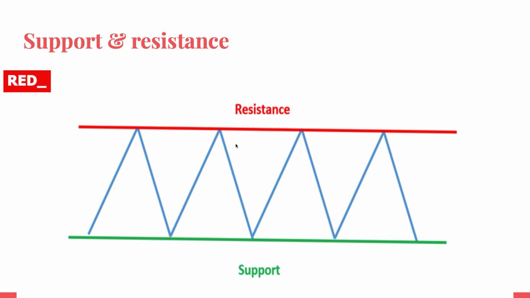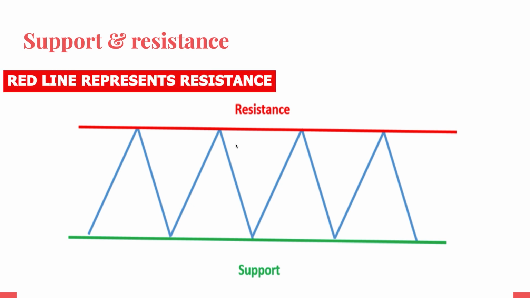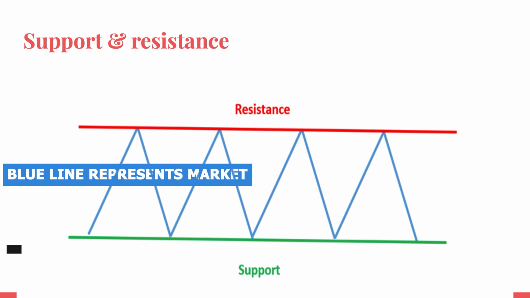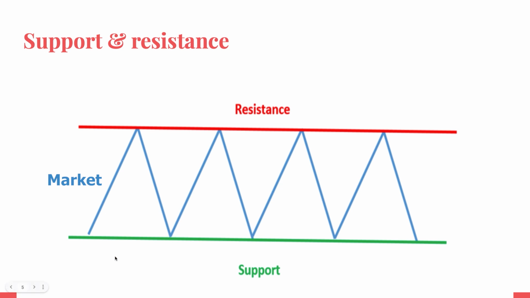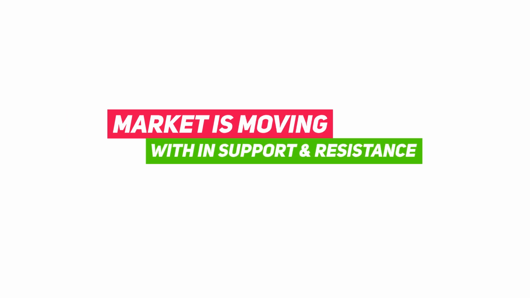As you can see, the red line represents resistance, the blue line represents the market, and the green line represents your support. So let's start with your support. As you can see, your support is a level where you're supporting the market to go to the upside. Every time the market reaches your green line, the market goes to the upside. You understand? Another thing is that support, you're going to find below your market price, and resistance, you're going to find above your market. So it means that the market is moving within support and resistance.